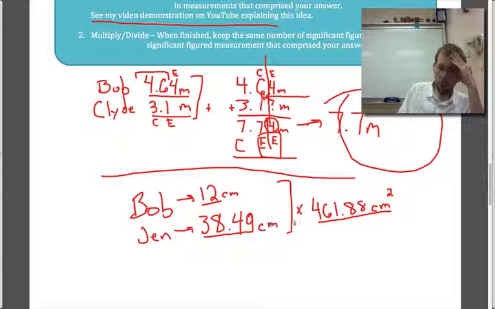However, in multiply divide, we go with the idea of, well, you check the number of sig figs in each of your component numbers. This has 2 sig figs, this has 4. And since the chain is only as strong as its weakest link, the idea that if you have a chain, okay, if you have this chain here, that the chain is only as strong as its weakest link.